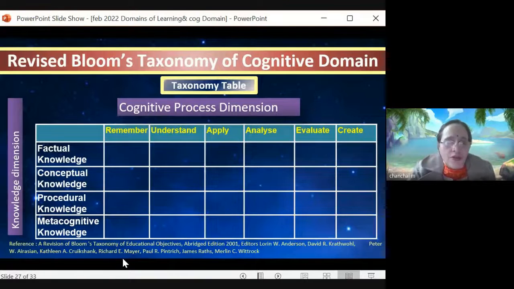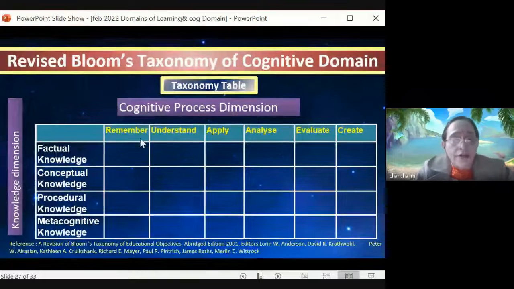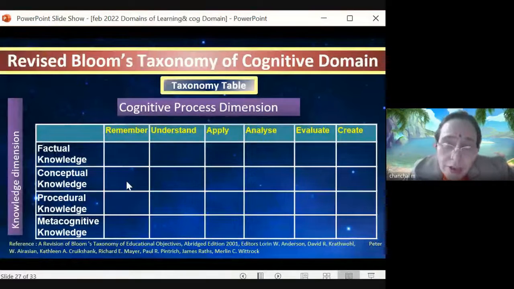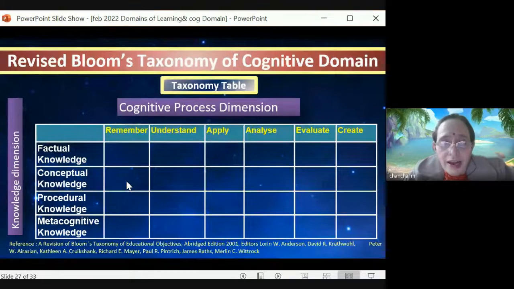For example, if you are picking up your course outcome, definitely your course outcome should not be at the remember and the understand level. So the first two rows will definitely not be there, and you have to start with row number 3 only, if it is a course outcome. But if it is a session outcome, some of the outcomes can be at the understand level.